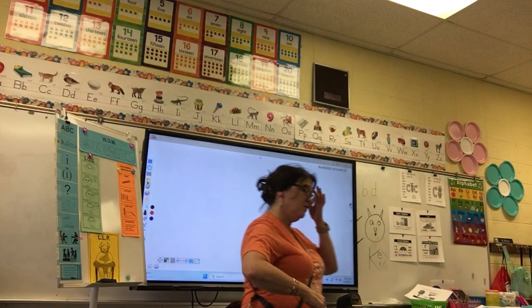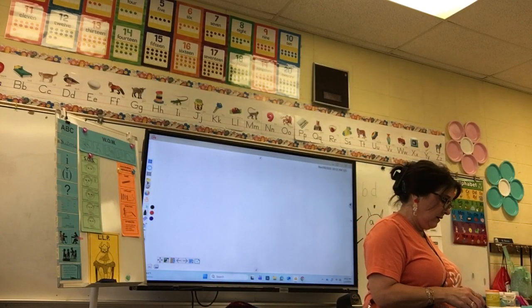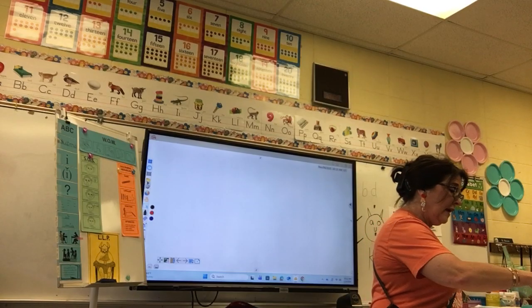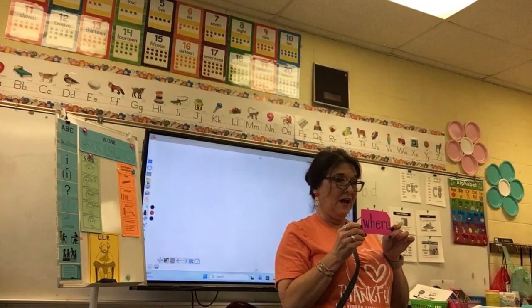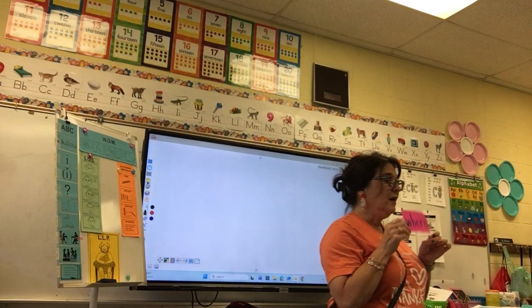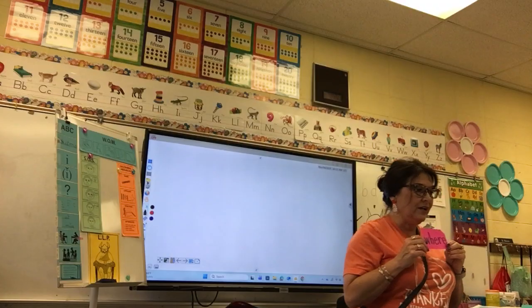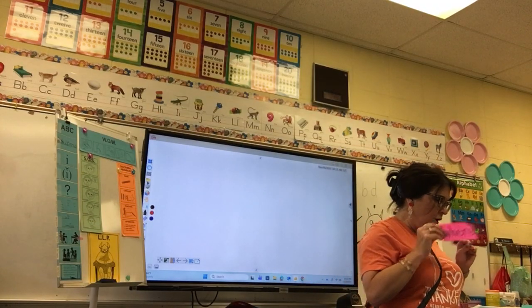And we're going to do our extended reading and our writing. Today you're going to see a new word that we haven't been talking about much. Do you know what this is? Where. This word is going to be in our story this time. So we have the word where.